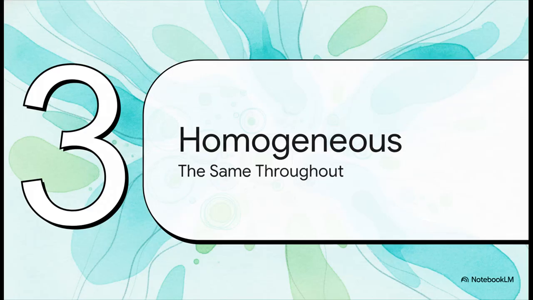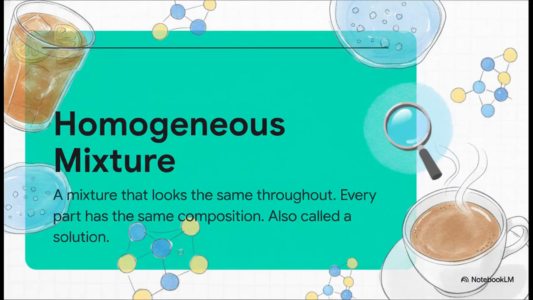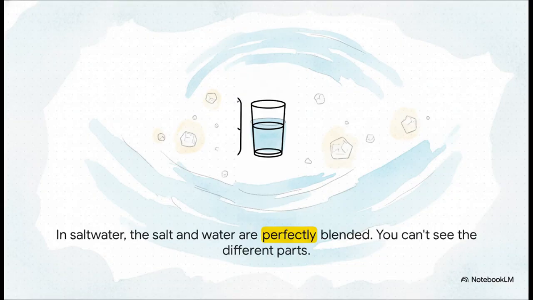Okay, first up, the homogeneous mixture. That little prefix homo means same, and that is your biggest clue right there. These are kind of the smooth operators of the mixture world. So what does that mean? Well, a homogeneous mixture looks completely uniform. It looks like it's just one single thing, even though you know it's made of multiple parts. You'll often hear these called a solution, too. Same thing. Salt water is the perfect example.